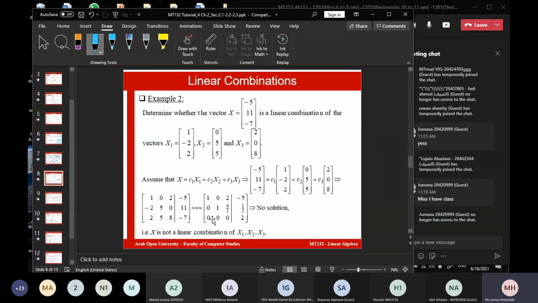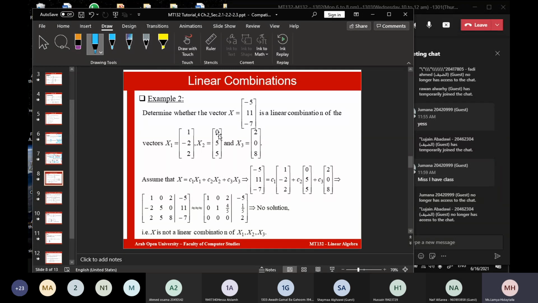Let me do this one, okay? Just one second. Determine whether this vector x is a linear combination of these three. Do I have to write C1 x1, C2 x2, C3 x3, then do the calculation, and this should equal minus 5, 11, minus 7? I know where I'm going to reach. This is going to be the A part, and this is the B part. So I want to check, is it a linear combination or not?